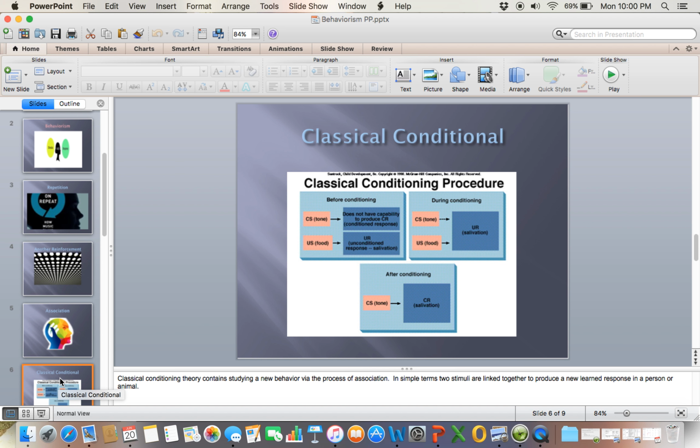And also the conditioning. Classical conditioning theory contains studying a new behavior via the process of association. In simple terms, two stimuli are linked together to produce a new learned response in a person or an animal, as you can see on the screen above for classical conditioning.